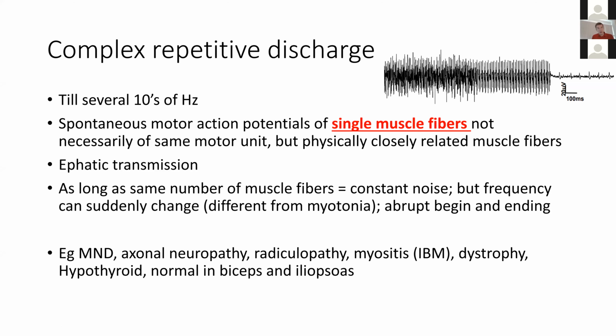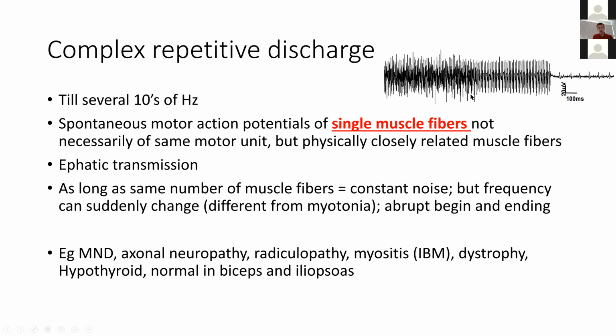Next are the complex repetitive discharges. Complex repetitive discharges appear as spontaneous motor action potentials of single muscle fibers, but not necessarily of the same motor unit, but physically closely related muscle fibers. There is from one muscle fiber what we call an ephaptic transmission to another muscle fiber. Ephaptic transmission means the direct transmission of the wave of depolarization from one cell to another.